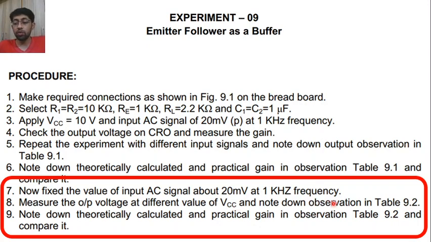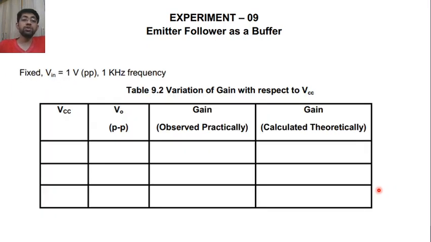So let us move to table number 9.2. Table number 9.2 says that here you have to set the input voltage to 1 volt peak to peak, and the frequency is 1 kilohertz. Keep that fixed and vary the VCC. We have to vary various values of VCC, note down the VO, and calculate the practical and theoretical gain. So let us go for it.